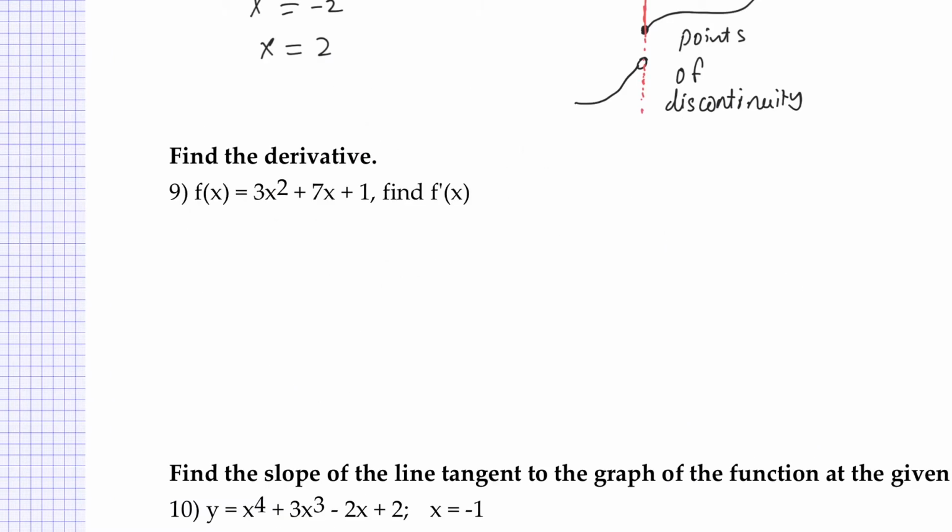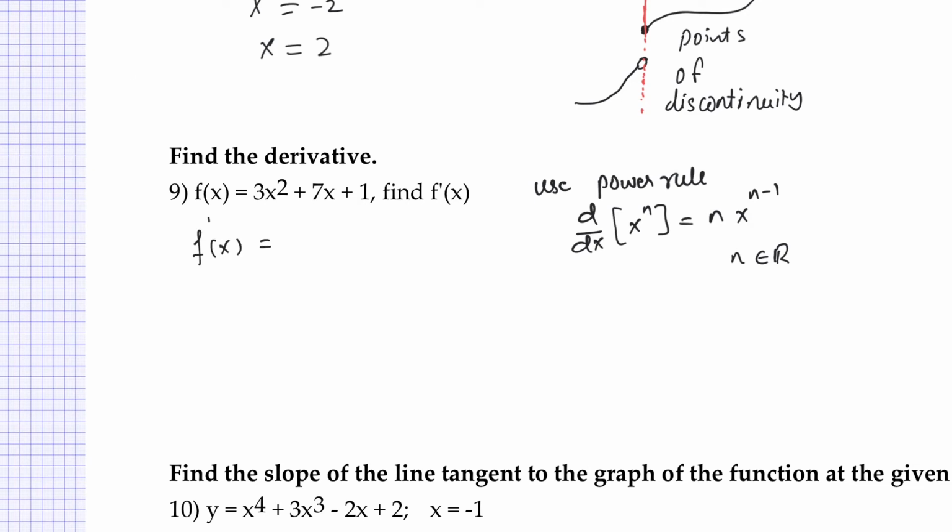Find the derivative of the function shown here. Using power rule, we can apply derivative of the sum is equal to sum of the derivatives, and the power rule is the derivative of a function x to the n is n x to the n minus 1 for any real number n. So the derivative f prime of x is 3 times 2x plus 7, which is 6x plus 7.